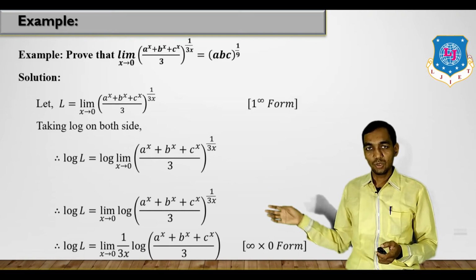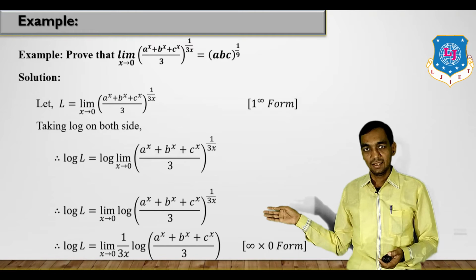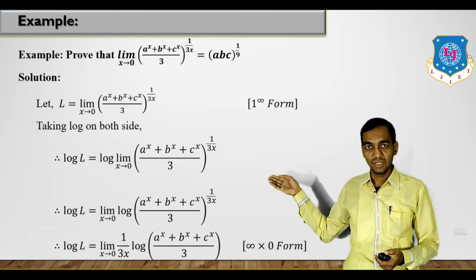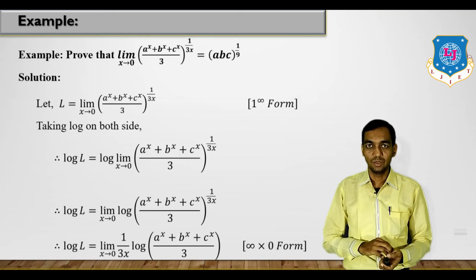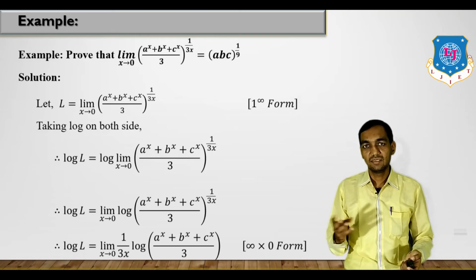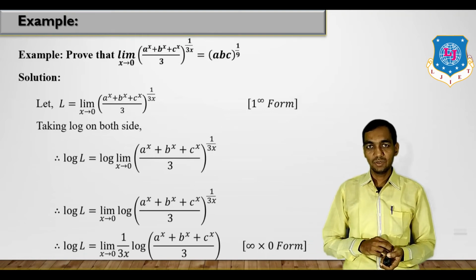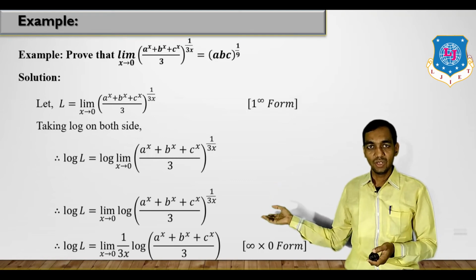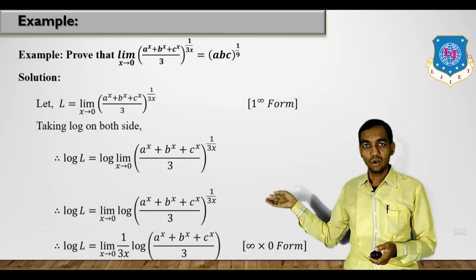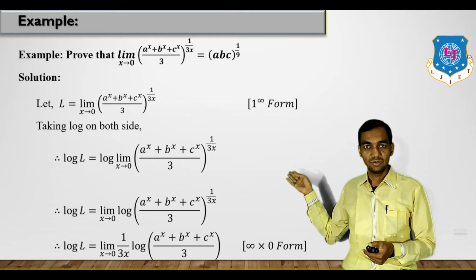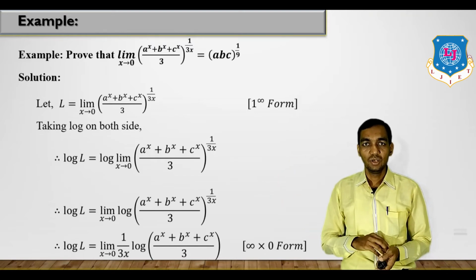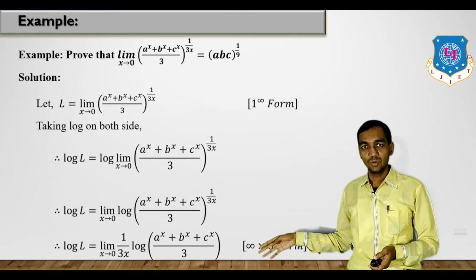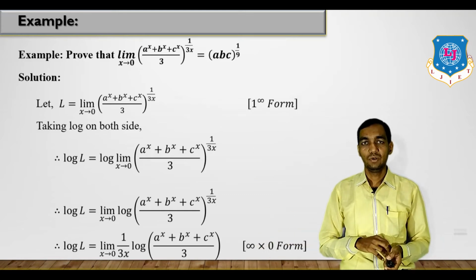So if you take log both sides, that will give you log of L is equal to log of limit of ((a^x + b^x + c^x)/3) raised to 1/(3x). Now since log is a continuous function, we can interchange the log and the limit. So you will have limit x tends to 0, log of ((a^x + b^x + c^x)/3) raised to 1/(3x). Now use the property of log, and 1/(3x) will come in multiplication of log.